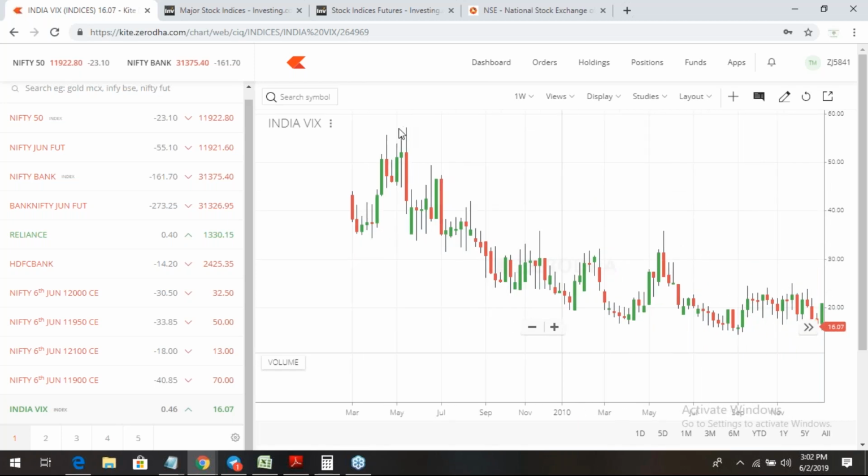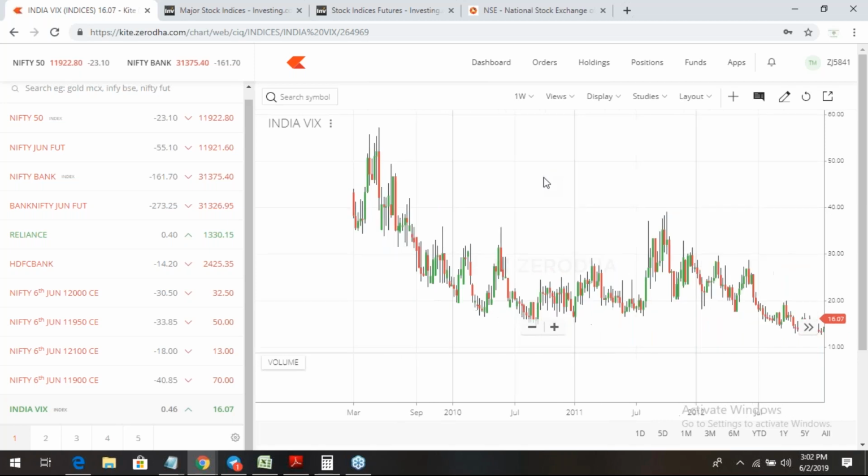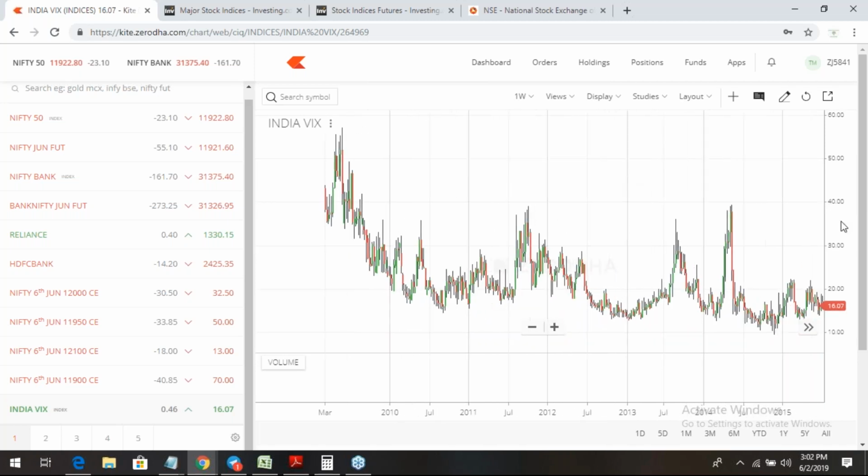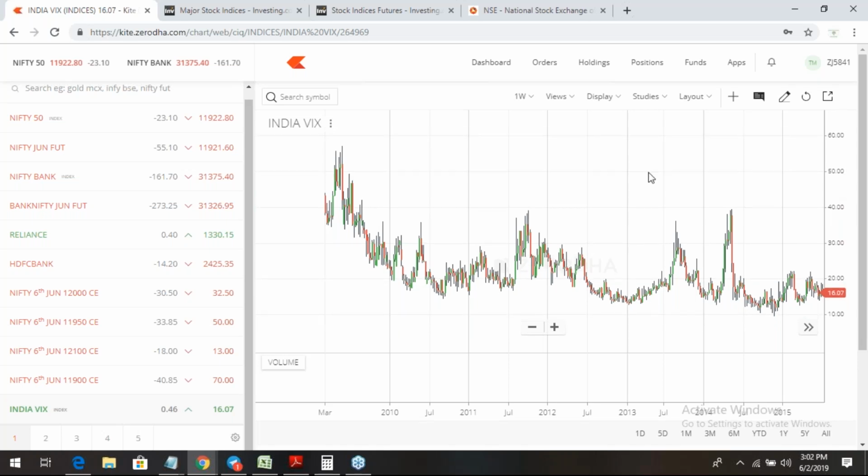See the VIX around 57. No, Congress won. I'm not talking about Congress. It's not only the election, but why was VIX so high? Because Congress won, VIX was high. It's not like that.